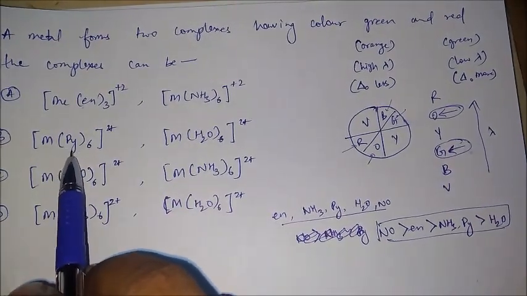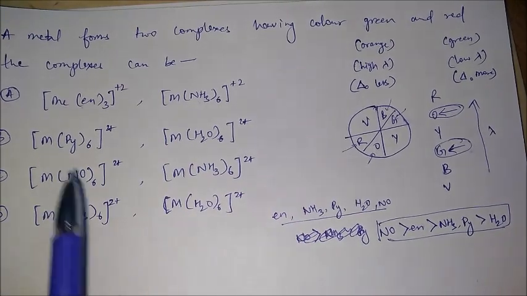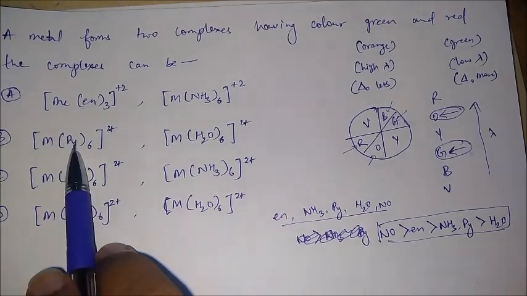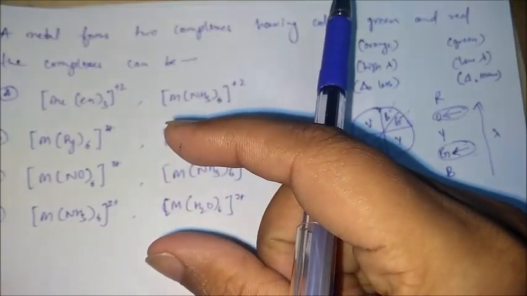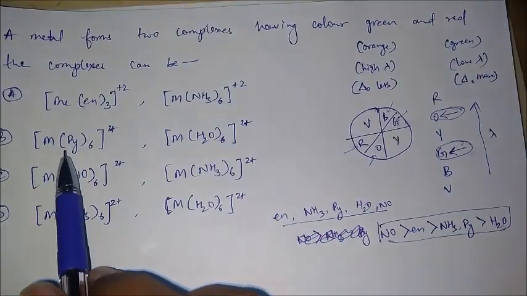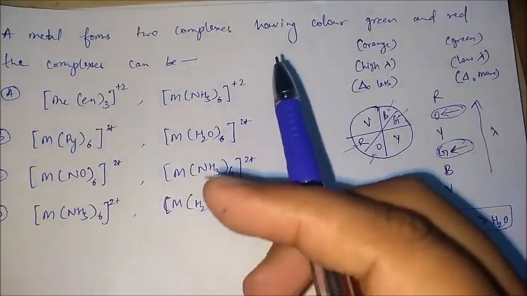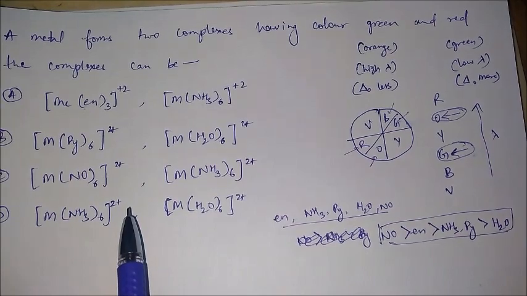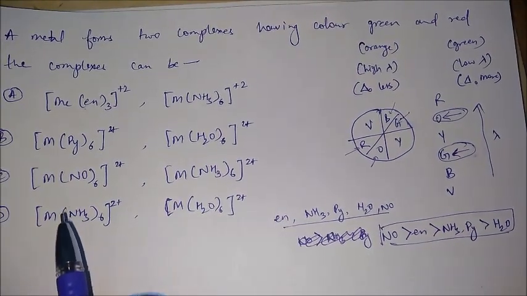Let's talk about the second one. For pyridine and water, here also the delta O will be more for pyridine, because it is strong, so obviously the strength will be more. Now let's talk about the third option.